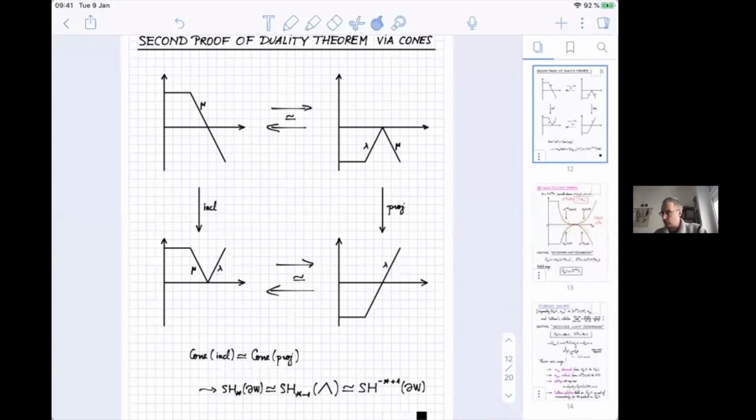And now I'm ready to go back to loop spaces, but maybe it's a good point for people to ask questions if they have any.